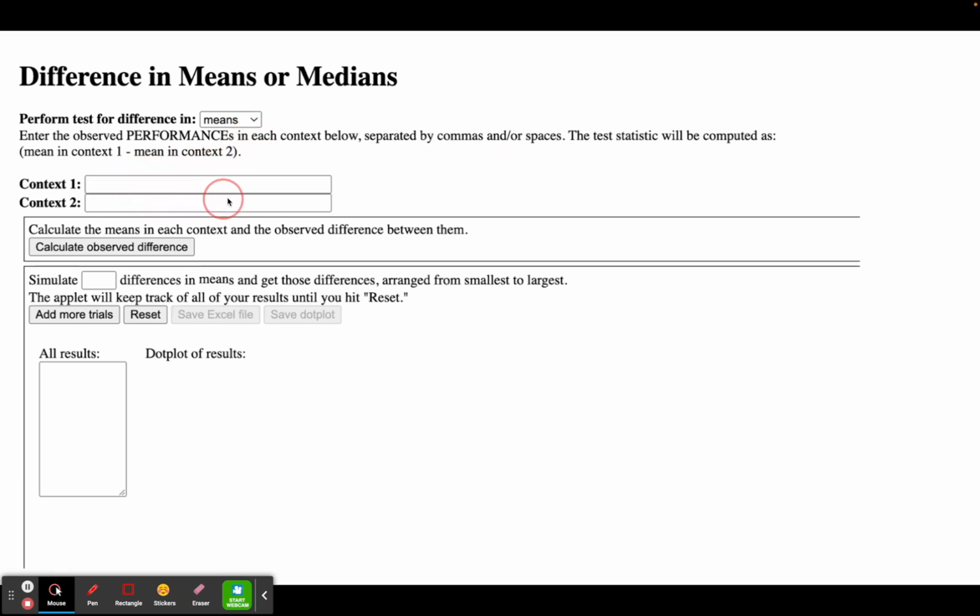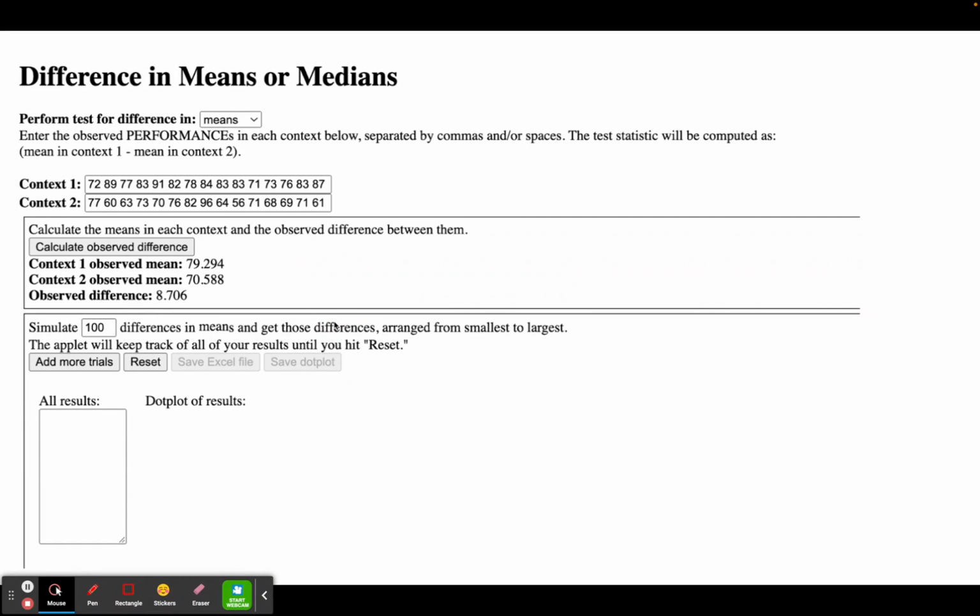And then you've got boxes here where you need to type in the data. You can either put those in with commas in between or spaces, but you're going to actually just type the data, home and away, into those two boxes. So I did that there. And then notice there's a button for calculate observed difference. If you click that, it will actually give you the mean number of points allowed in each of those contexts, which we did with our calculator, but the applet will do that for you as well. And then the observed difference, 8.706, is what we got for our test statistic. They just went out to more decimal places here.